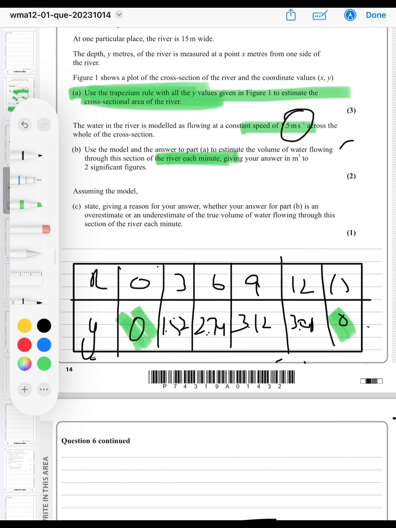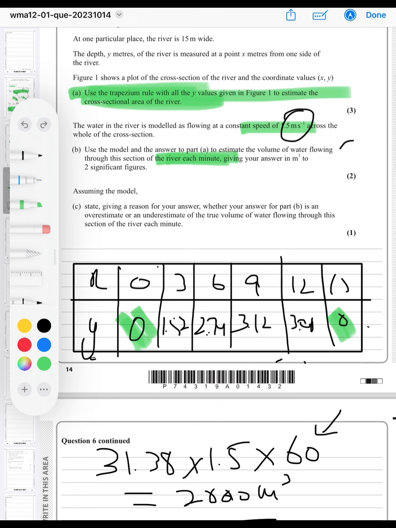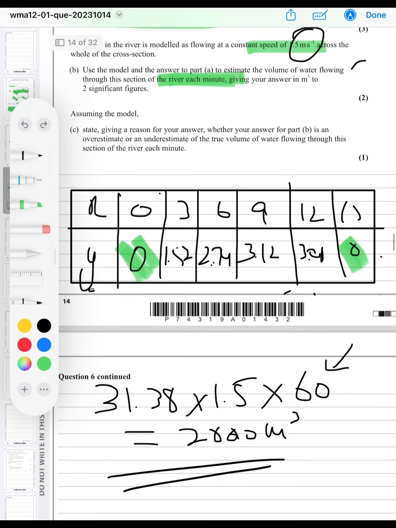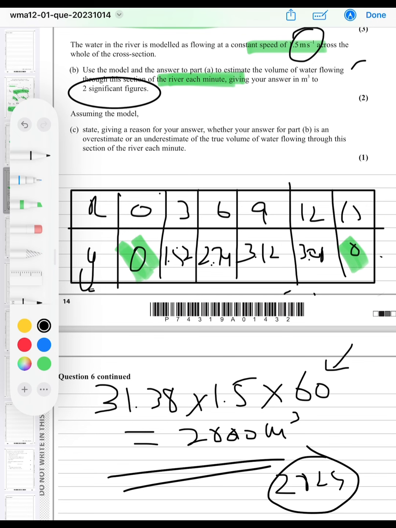Now moving towards the third part: assume the model, state, giving a reason for your answer, whether your answer in part B is an overestimate or an underestimate of the true volume of the water flowing through this section of the river each minute. For part B, one thing you should remember is that the answer by multiplying this is 2824. As they asked for two significant figures, that's why I wrote it like this, because they asked for two significant figures.